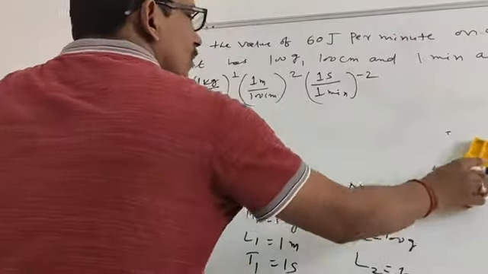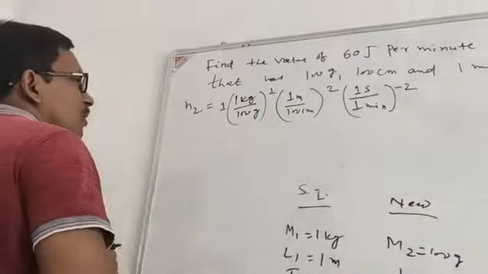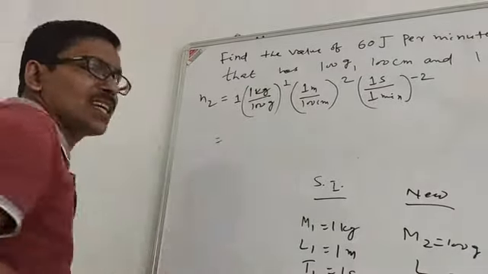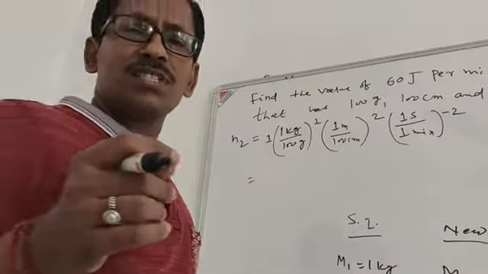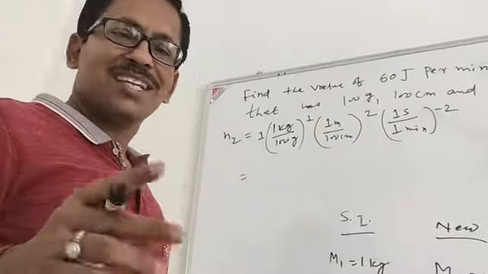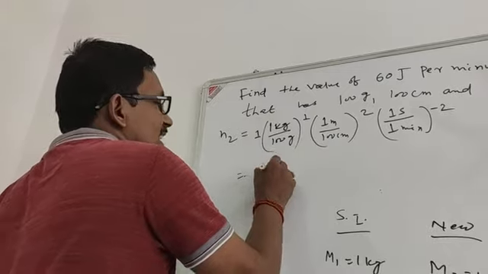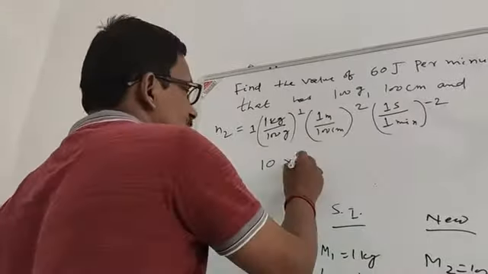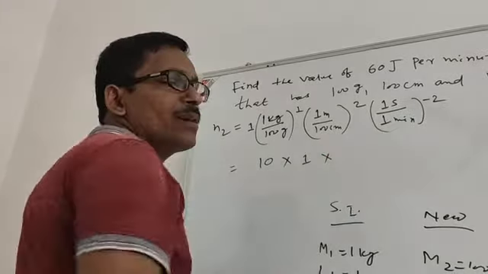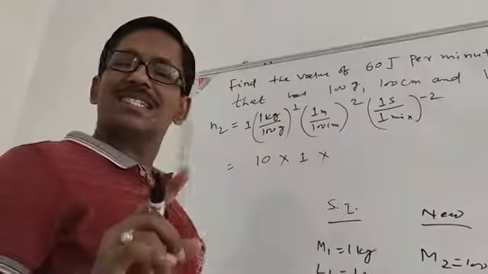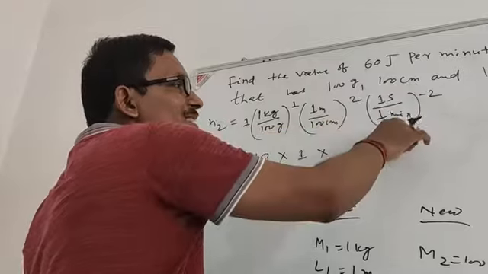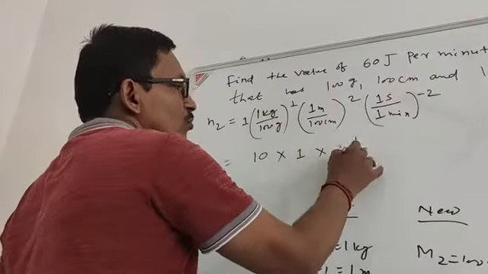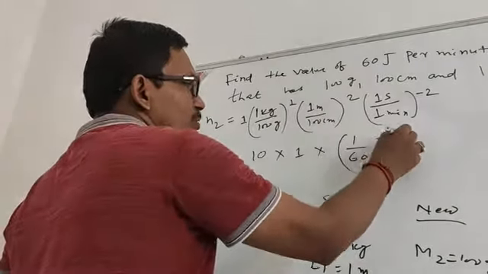So now, 1 kg, 100 gram. 1 kg you know is 1000 gram. 1000 by 100, that is 10. So this is 10. This is 1 meter, 100 centimeter. Both are same. So it is 1. And 1 second by 1 minute. 1 minute is 60 seconds. So 1 by 60 to the power minus 2.